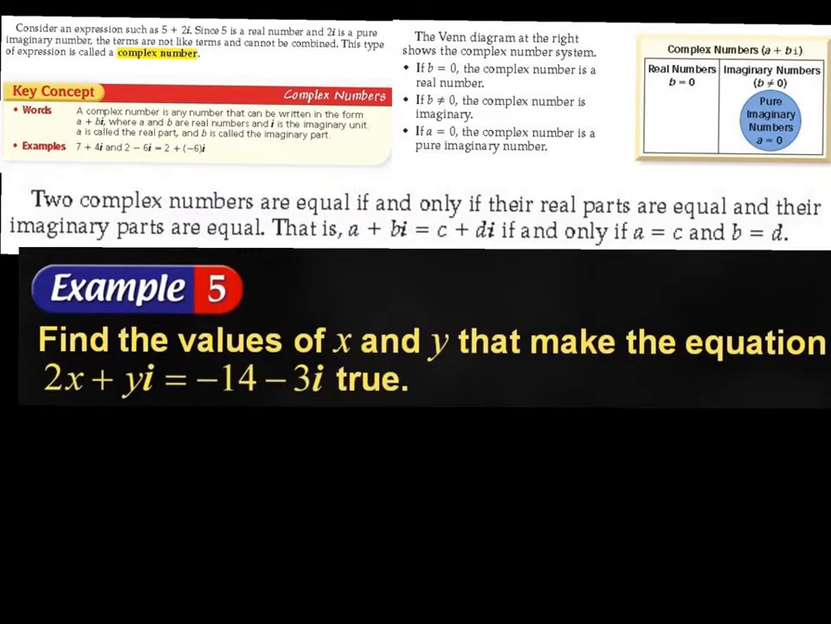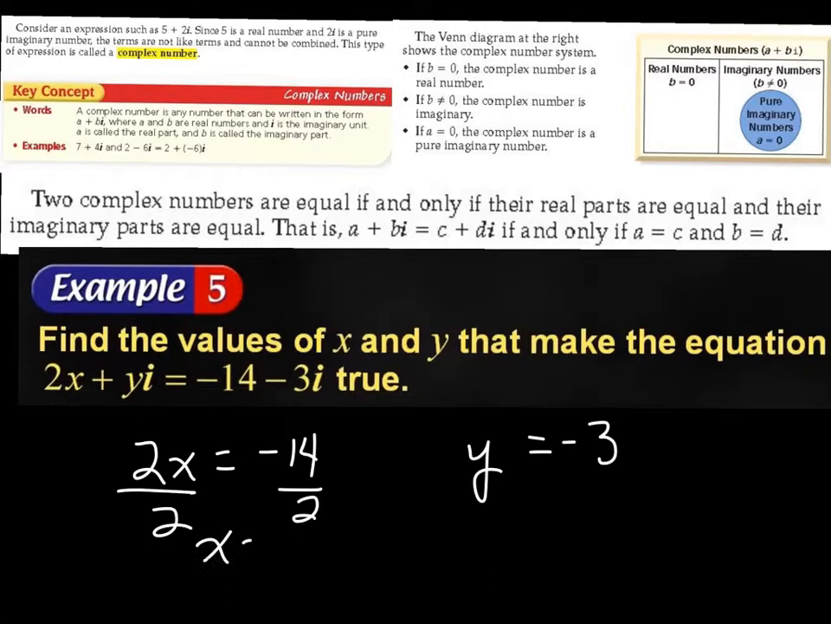Find the values of x and y that make the equation 2x plus yi equals negative 14 plus 3i true. Well, using the definition we just had, that means 2x must equal negative 14 and yi must equal negative 3i. So we have two very simple equations to solve. I can divide both sides by 2, and I have x is negative 7. Oh, and I guess I already know that y had to equal negative 3.